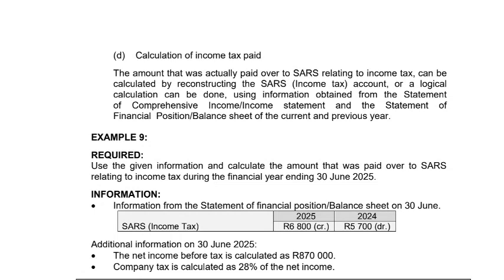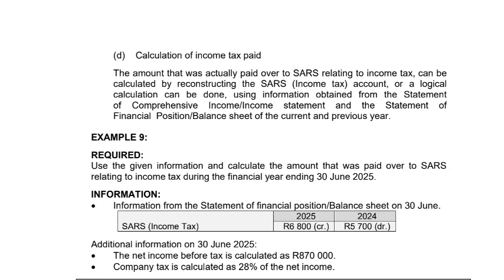C. Calculation of income tax paid. The amount that was actually paid over to SARS relating to income tax can be calculated by reconstructing the SARS income tax account, or a logical calculation can be done using information obtained from the Statement of Comprehensive Income or income statement and the Statement of Financial Position or balance sheet of the current and previous year. Example 9. Required. Use the given information and calculate the amount that was paid over to SARS relating to income tax during the financial year ending 30 June 2025.